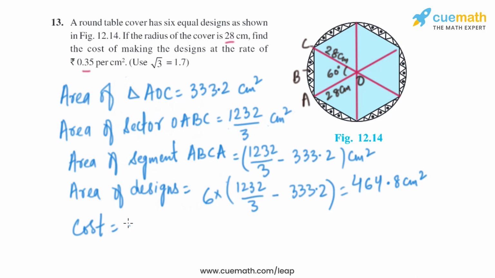Now to find the cost, we just need to multiply 0.35, because the rate is given, with 464.8, and we'll get the cost as rupees 162.68. So that is the cost of making the designs.